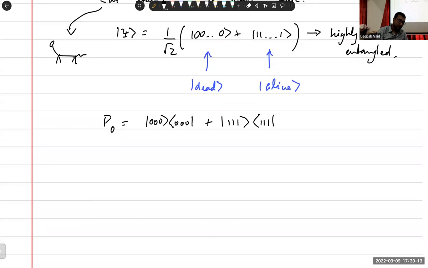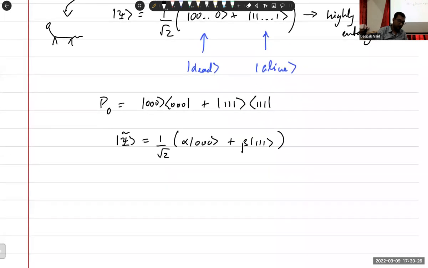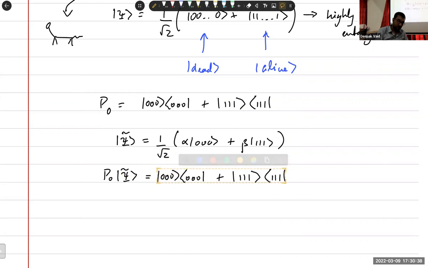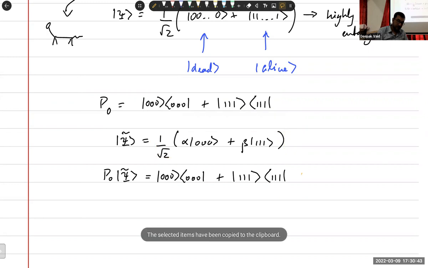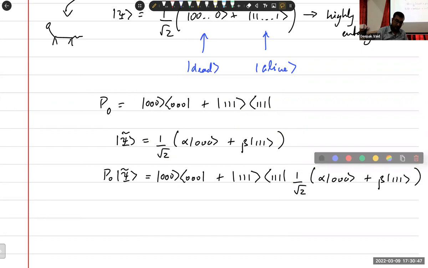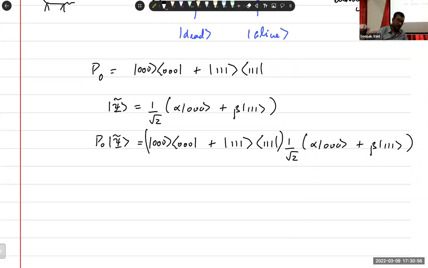What will be the effect of this projection operator on our encoded state? So this is our encoded state, and we act on this state with P naught. Now, the first operator, |000><000|, will annihilate the second component, because |000> is orthogonal to |111>. And similarly, |111><111| will annihilate |000>. So you will be left with psi.